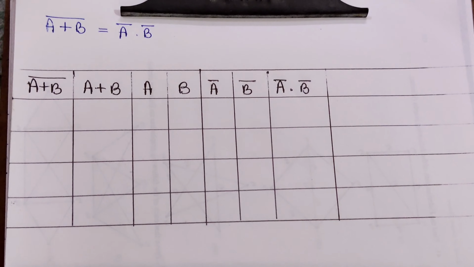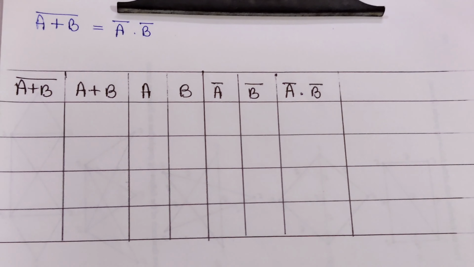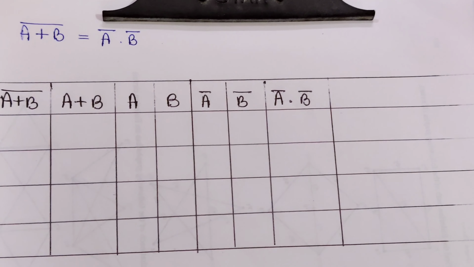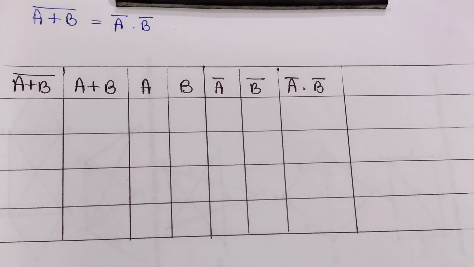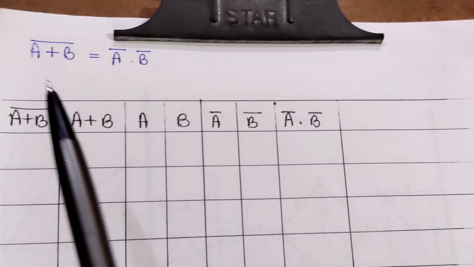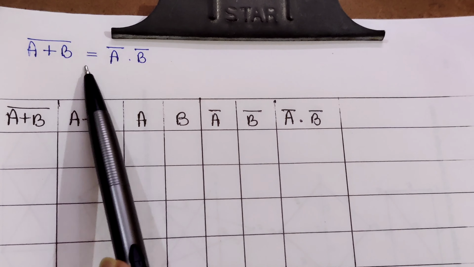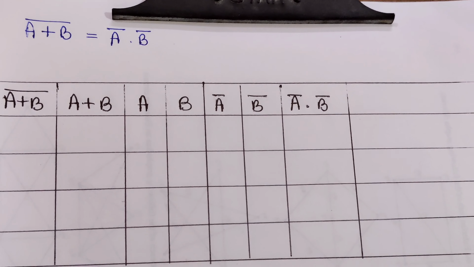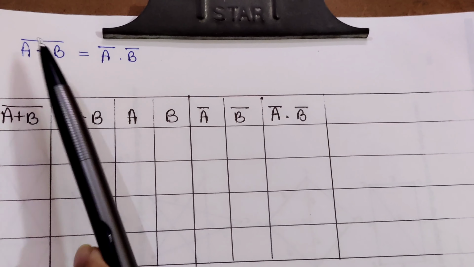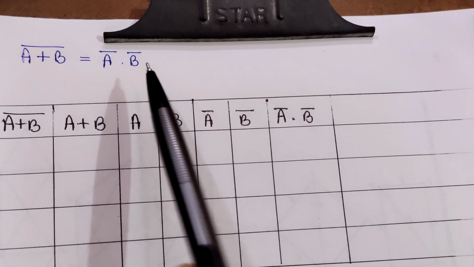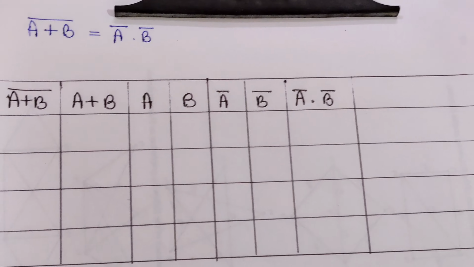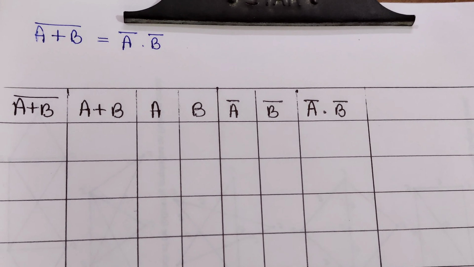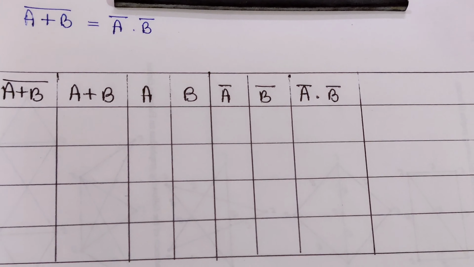In this video, we will talk about De Morgan's theorem and we will prove that also. So there are two theorems. The first one is (A + B) complement equal to A complement dot B complement, which we can term as (A or B) complement equal to A complement and B complement. Dots are termed as AND and plus are termed as OR. Now let's prove this using truth table.